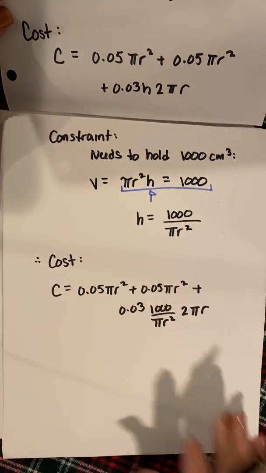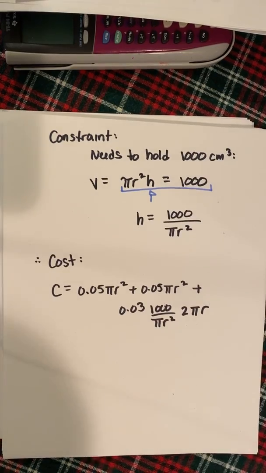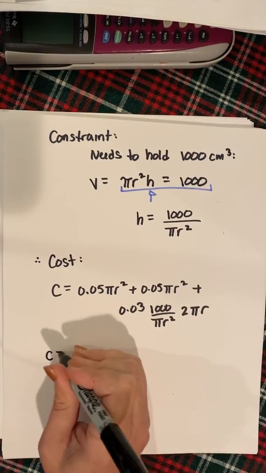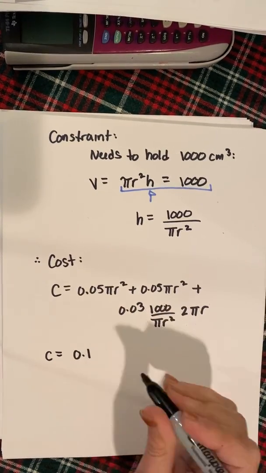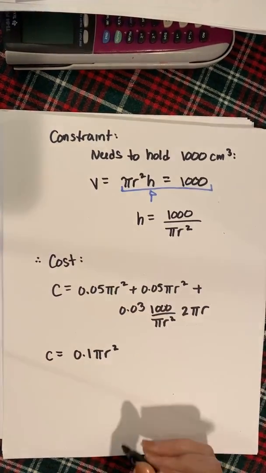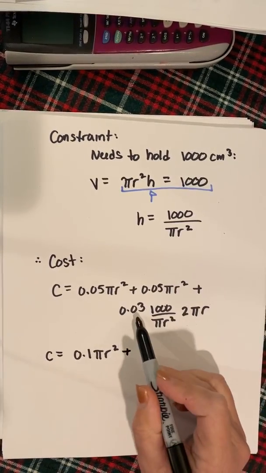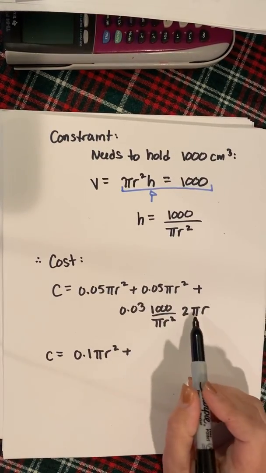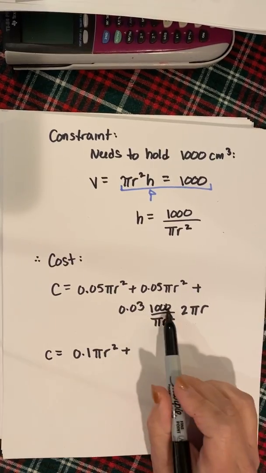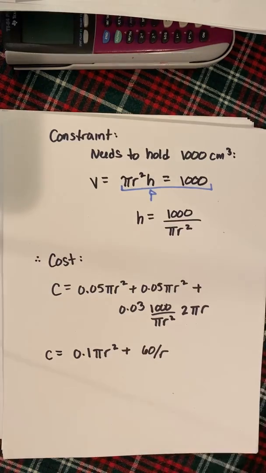So now we have our cost written exclusively in terms of the radius of the can. Right, let's clean this guy up. So my cost is, well, 0.05 pi r squared, 0.05 pi r squared is 0.1 pi r squared. Plus, well, this r cancels out with this r, those two pi's cancel out, 0.03 times that is going to give me 0.06 times 1,000, so that's going to give me 60 over r. There we go. So that cleaned up nicely.